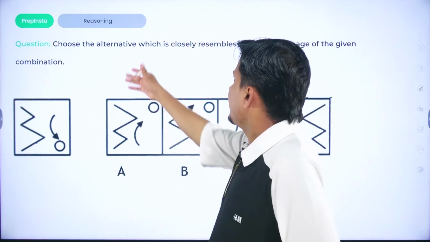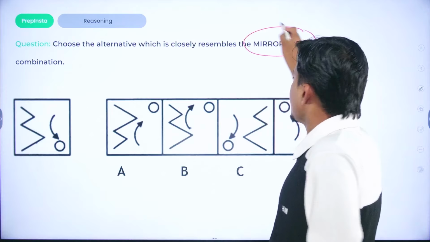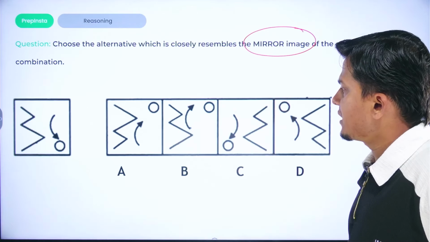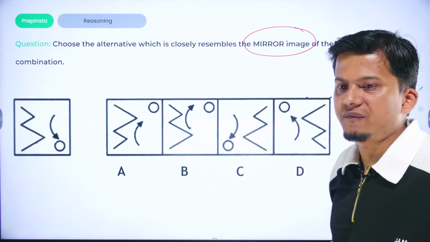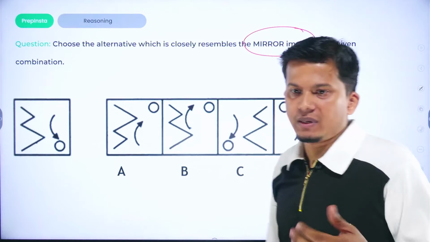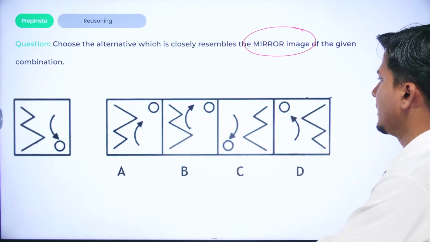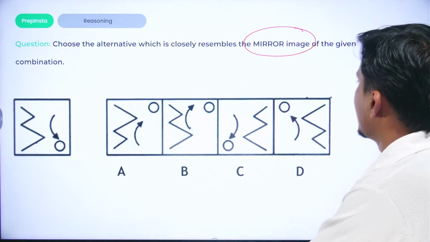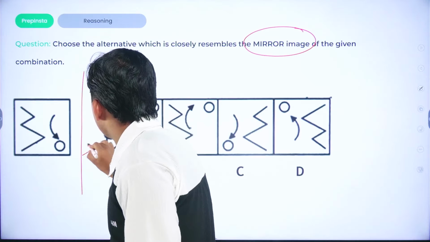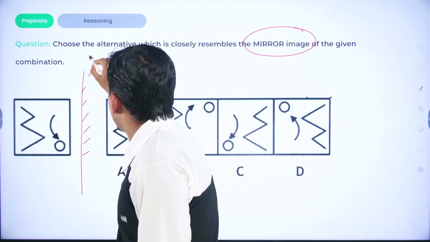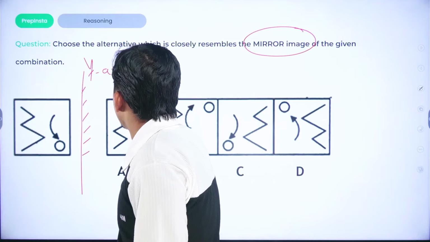Now we have another question from the mirror image. Okay, mirror image, so we have to check for the inversion, right? Left becomes right, and right becomes left. So suppose the mirror is kept at this particular position, that is along the y-axis.